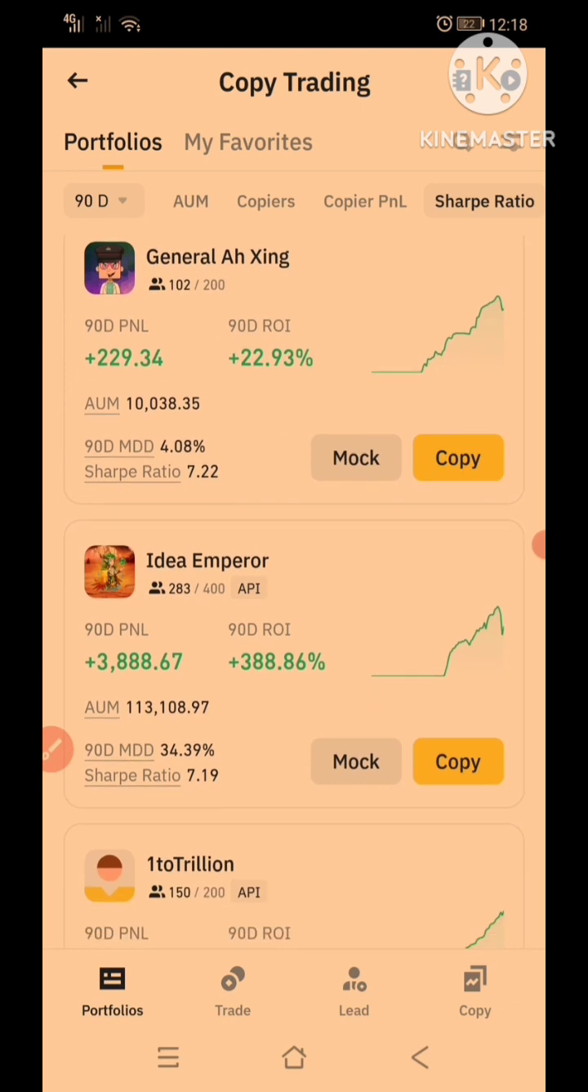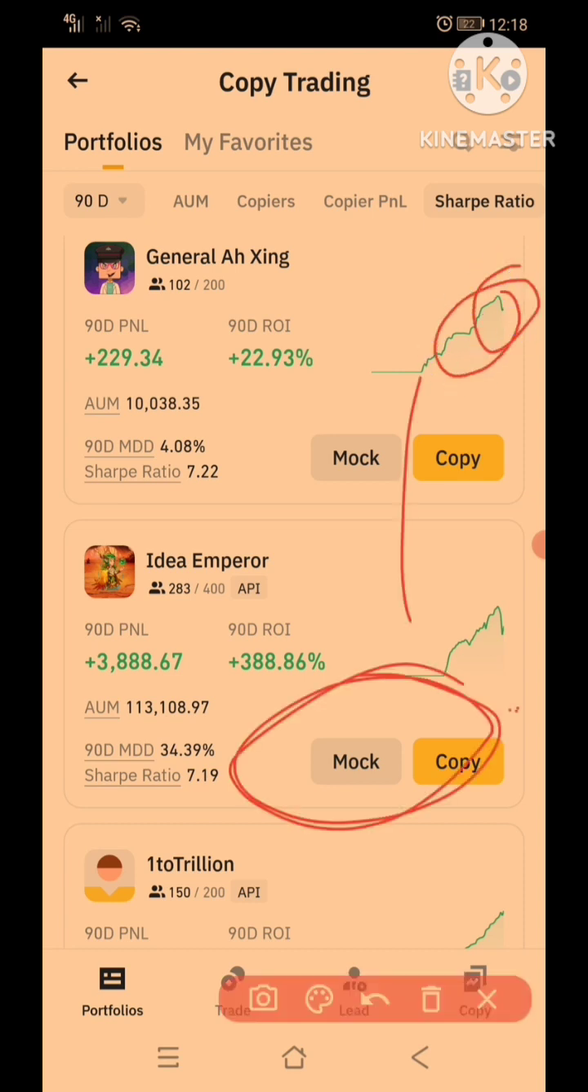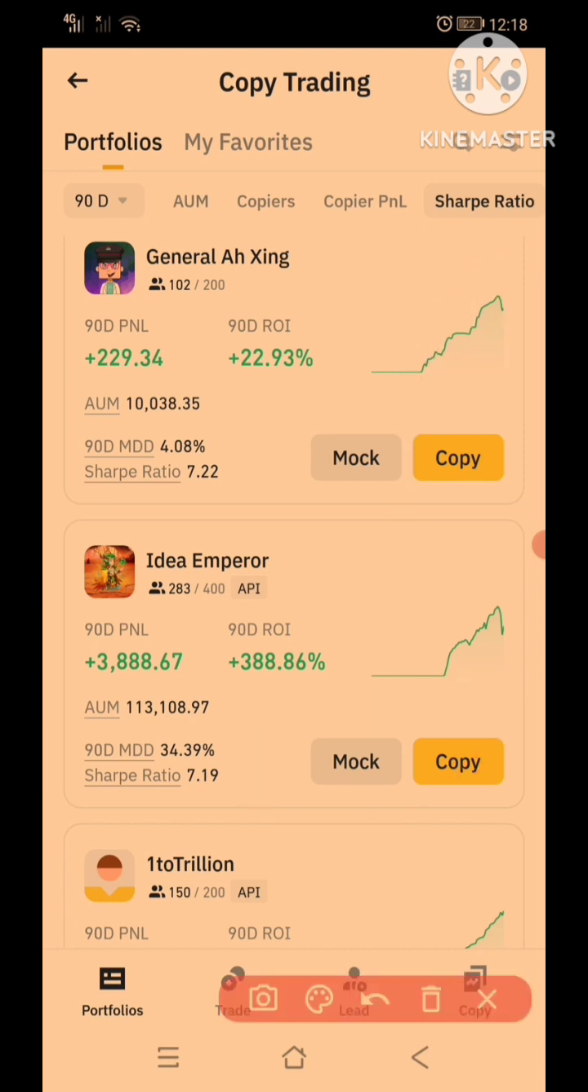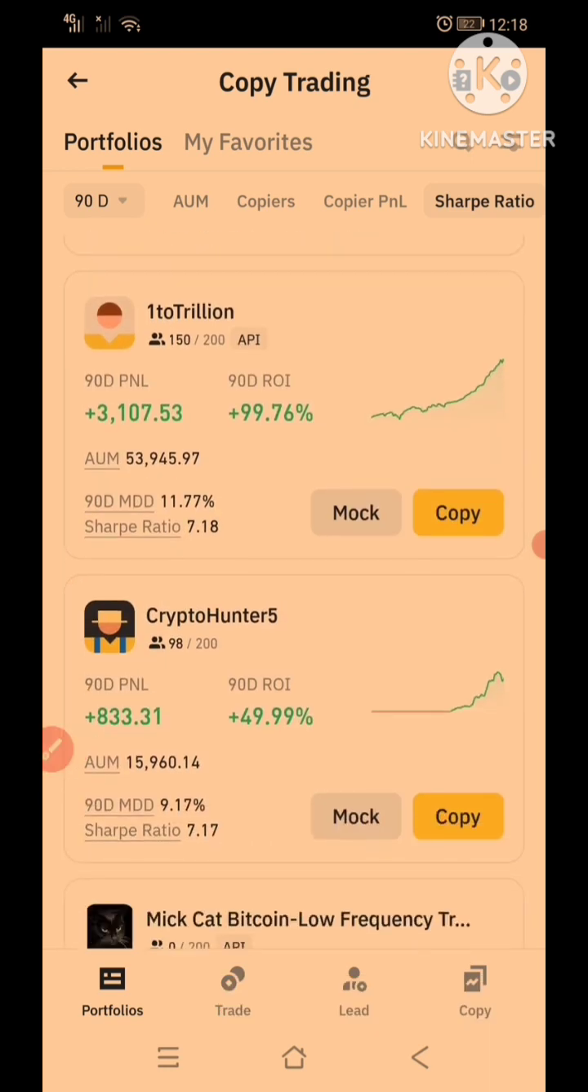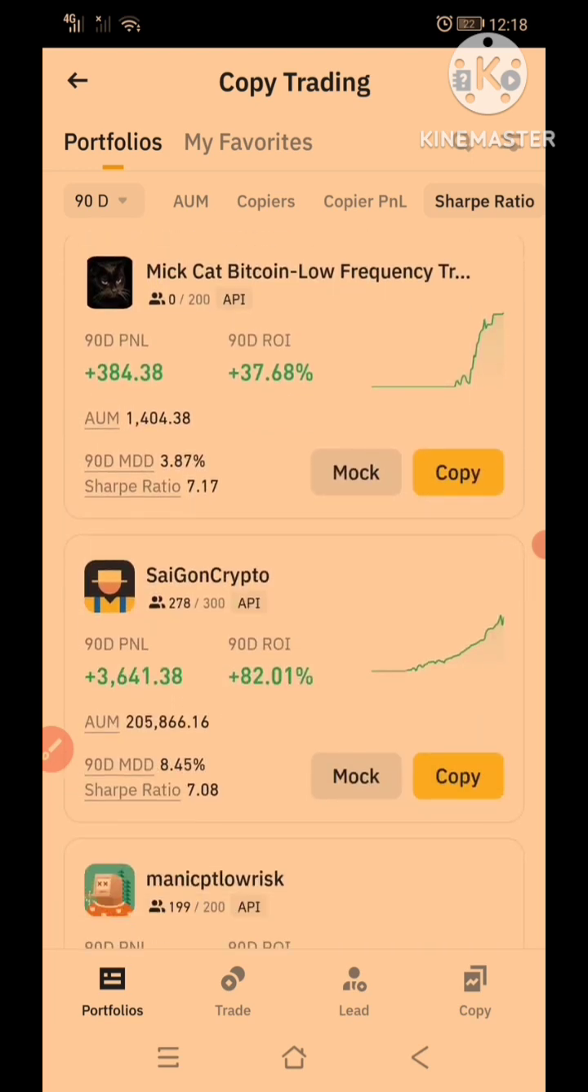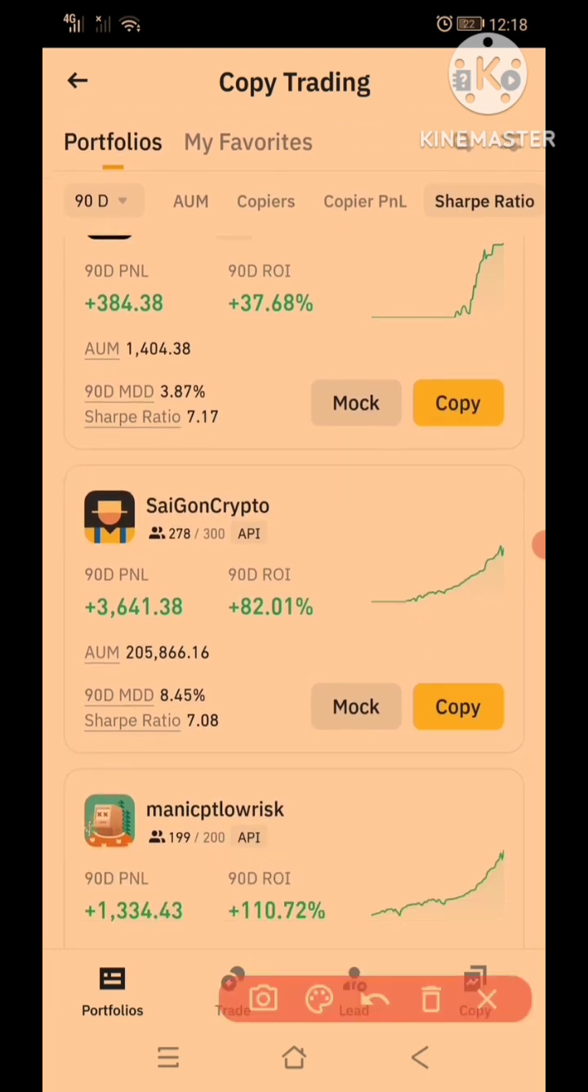General I King, I had him, but he just made a loss in this correction. Not interesting. Only buy. Short, those who go in short. Now I stop here. Saigon may be good, very good, but max drawdown 8%, a little much.